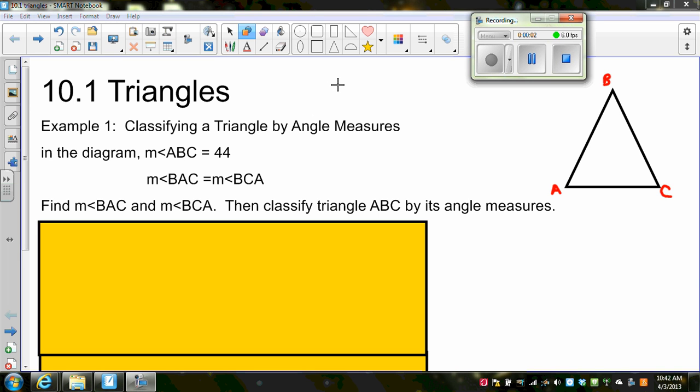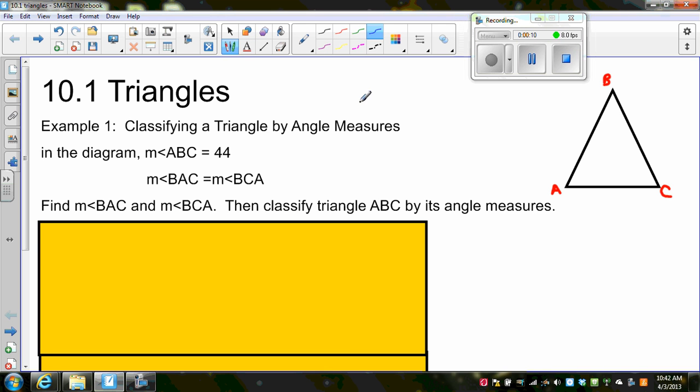This is lesson 10.1, which is on triangles. Now, one thing you should always remember about triangles, and you should already know this, is that every triangle's angles add up to be 180 degrees. And we're going to use our knowledge of this to help solve some problems. So in this example, we're going to classify a triangle by its angle measures.